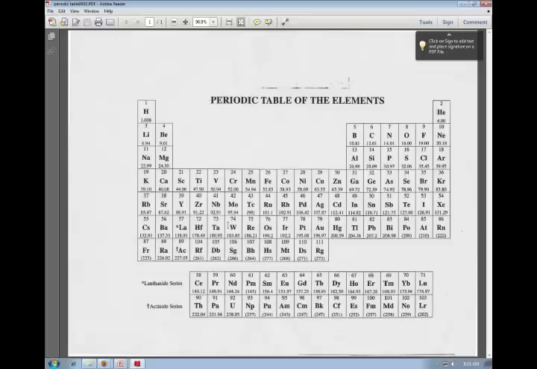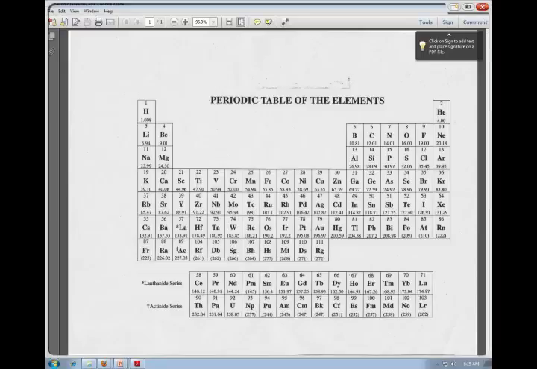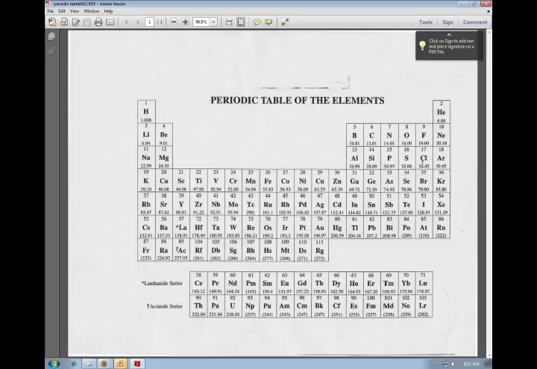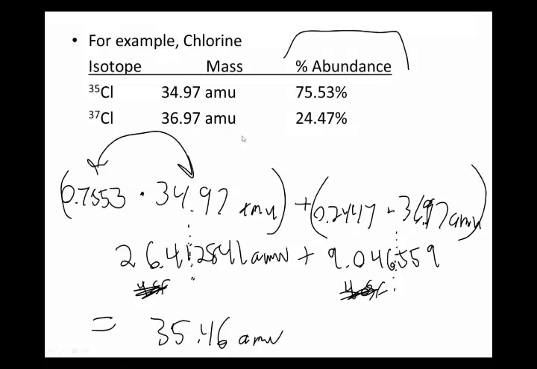Now if we look at the periodic table, it's actually 35.45 in the periodic table, but it's okay. We're only off by a little bit there in the last significant figure, so it's okay.